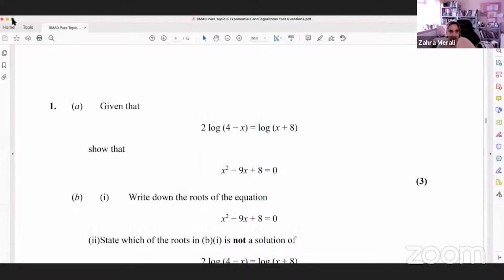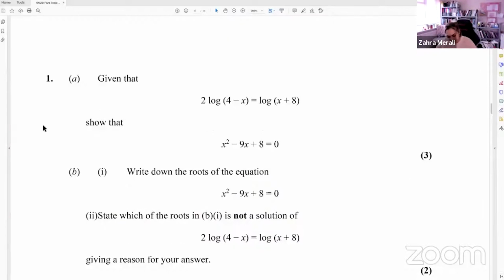Okay, so let me pull them up. Okay. So question 1, we've got given that 2 log (4 minus x) equals log (x plus 8), show that. We know from our log rules that we can bring up powers. So this 2 can come up as a power. So we end up with log (4 minus x) squared equals log (x plus 8).